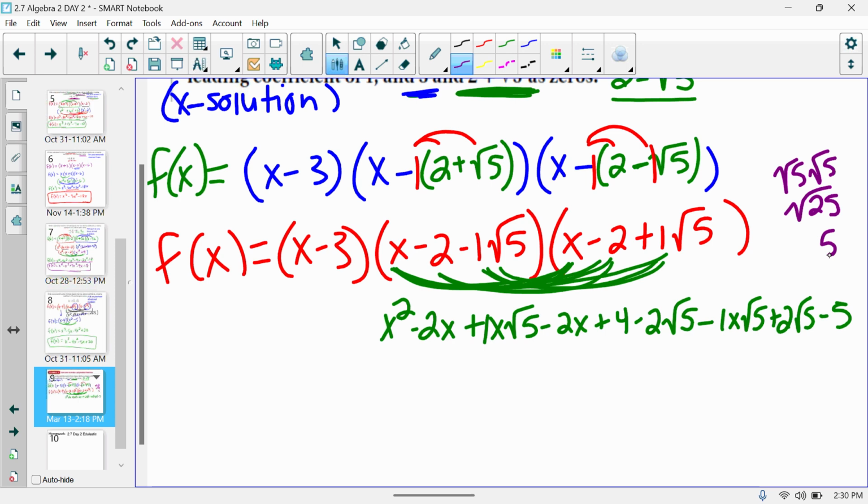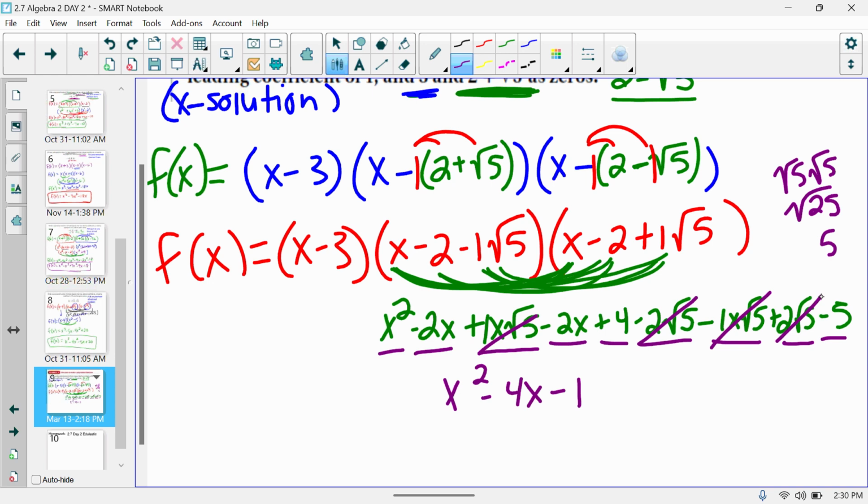but a lot of it's going to cancel out. The x squared isn't. And then we've got -2x minus 2x. That's going to give you -4x. We've got +1x radical 5 minus 1x radical 5. So those are going to cancel. You've got 4 minus 5. So that's -1. And then -2 radical 5 plus 2 radical 5. Those are going to cancel. Look at our answer so far. It no longer has anything irrational in it. Like all the radical 5s are gone. Okay? So that's the answer from this.